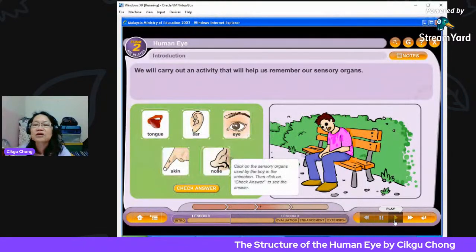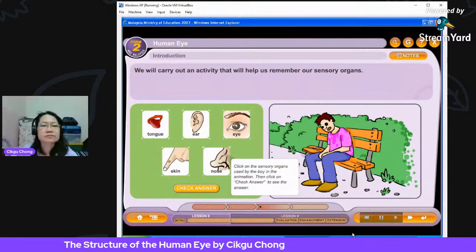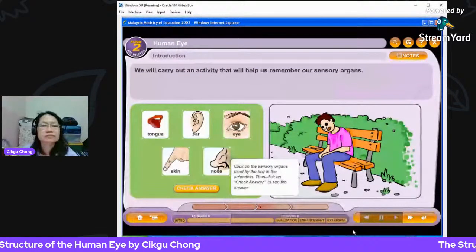On the sensory organs used by the boy in the animation. Then click on check answer to see the answer.